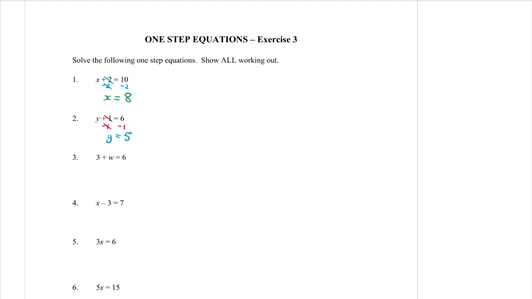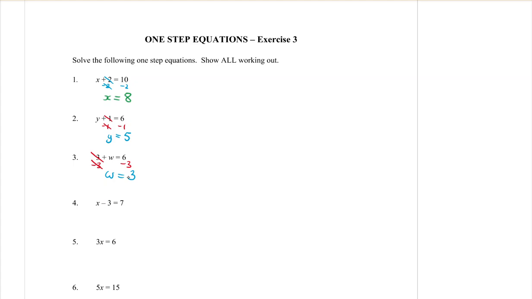Question 3, the positions are reversed, but it's still a 3 plus w. So the 3 is positive. I want to subtract the 3 to cancel it off. W is by itself. 6 take away 3 makes 3.